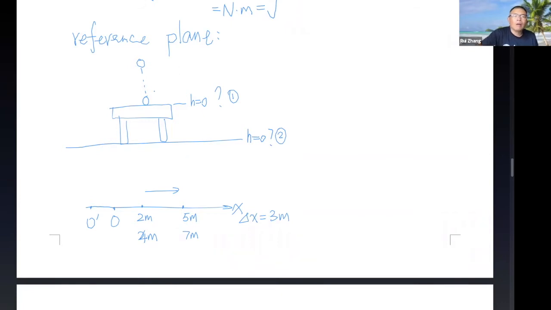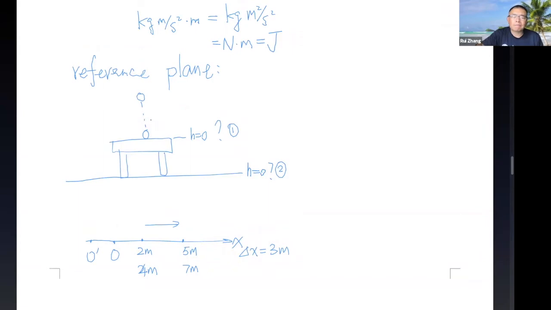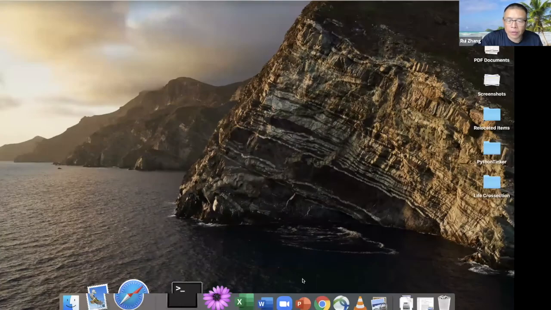Same thing here. When you change the reference height, the potential energies are different, but the work done by gravity is the same. So we can easily show that. Maybe let's use an example of calculating the potential energy. I think there's a better example in the book. Let me use that one in the book.